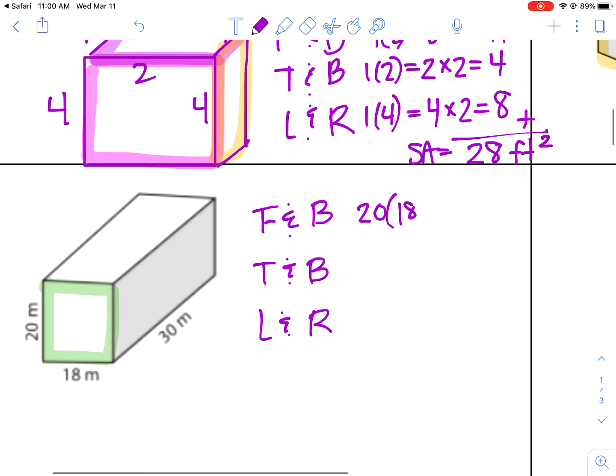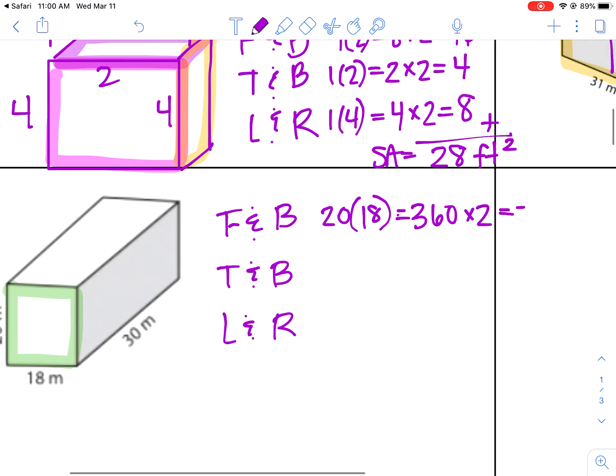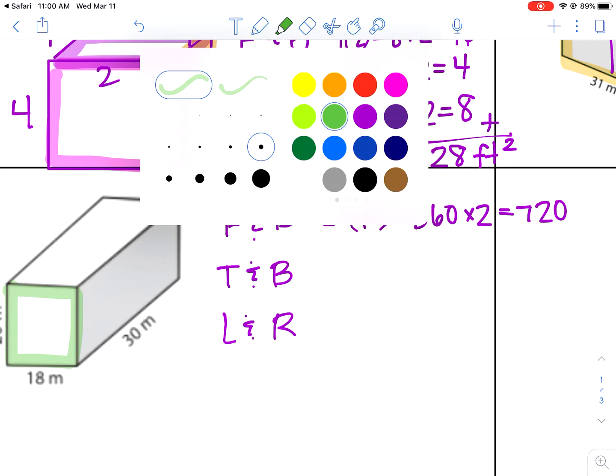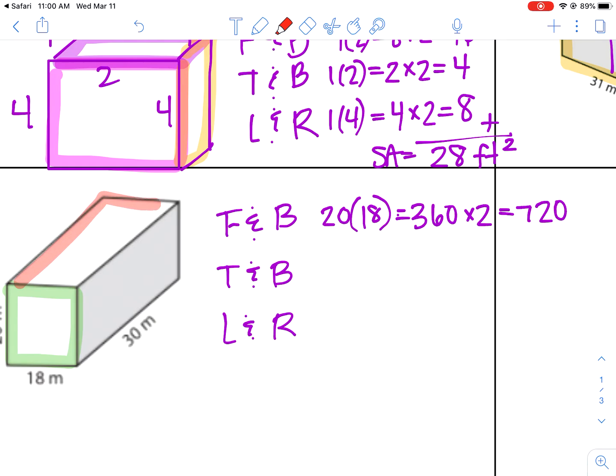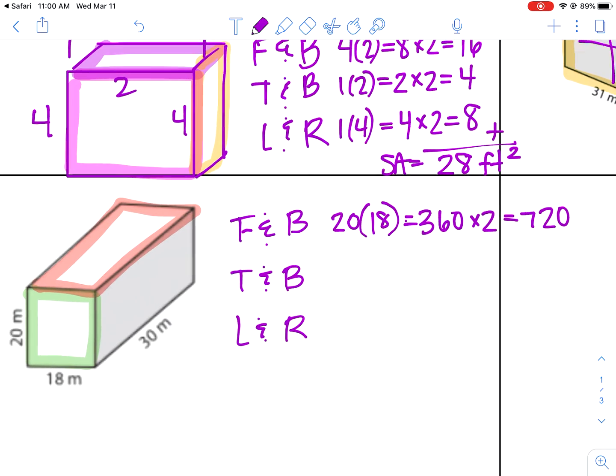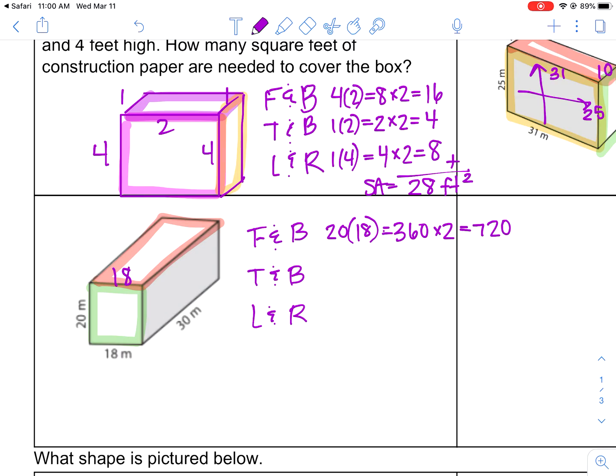That's 20 times 18, which is 360. Identical shape in the back, so we multiply it by 2 to give us 720. My top of my prism, have to transfer over those measurements, so that 18 comes up, that 30 comes up from the bottom, so 18 times 30 equals 540. There's an identical shape on the bottom, so I multiply by 2, get 1080.